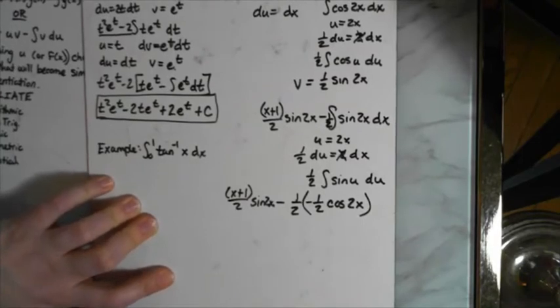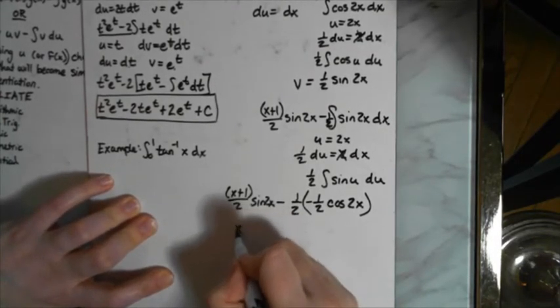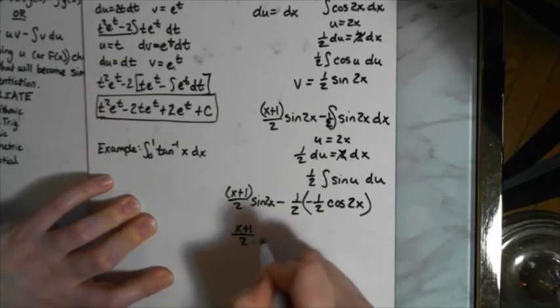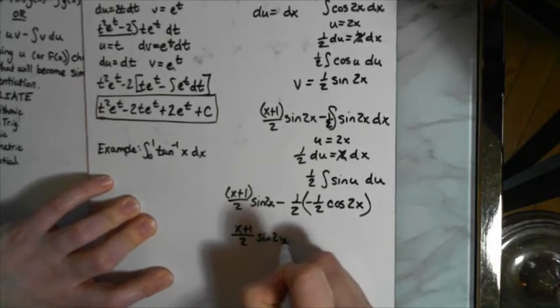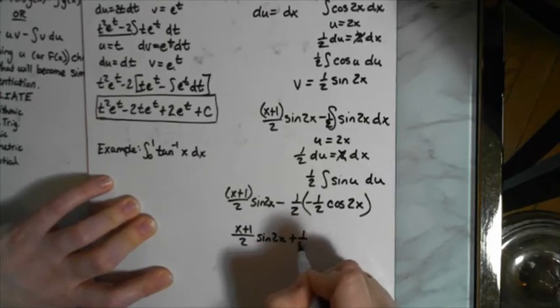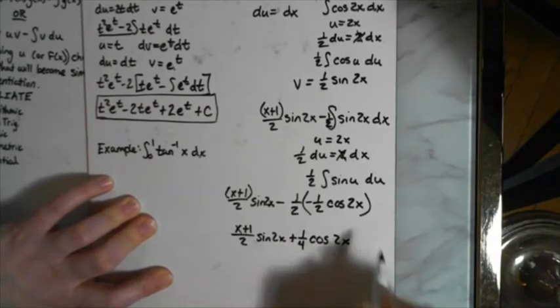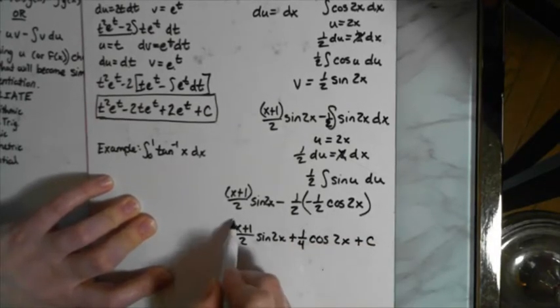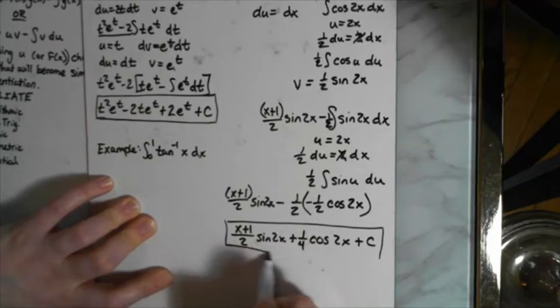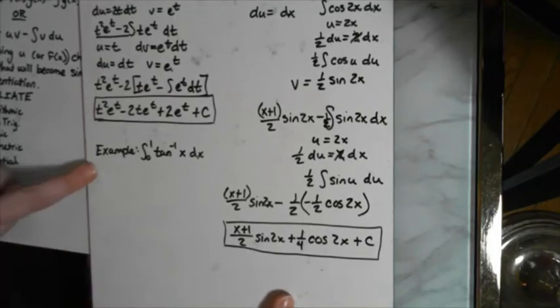Moving down. Okay, I just have to simplify this part right here. So it becomes x plus 1 over 2 sine 2x. And then negative 1/2 times negative 1/2 is positive 1/4 cosine 2x. And don't forget the plus c at the end. So that was a really complicated one, but I picked it because it was complicated, so you could see a complicated example. Let's go on to an easier one.